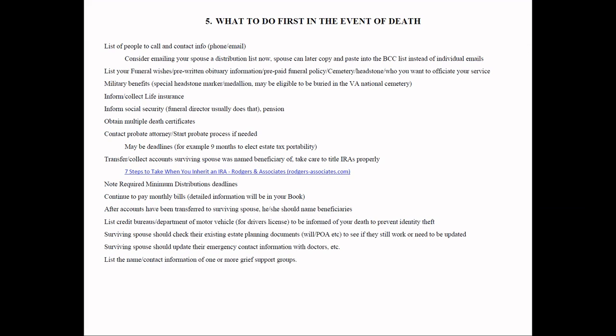You may want to collect military benefits. I'm not real familiar with this, but my dad was a Korean War veteran, and he said there's some kind of special medallion you can order, or you get it for free, and you put it right on your headstone. So I knew something about that, and you may be eligible to be buried in, what is it called, VA National Cemetery, is it in Arlington, or?